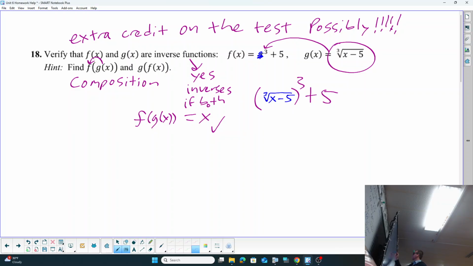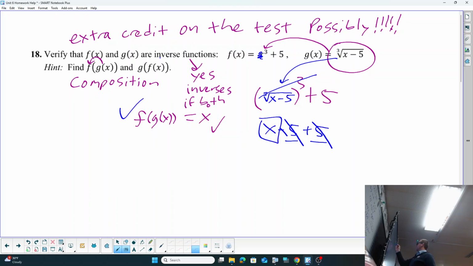And we're doing compositions, and in its place is the function. The third power and the third root undo each other, so we're just left with x minus 5 plus 5. And then the 5 minus 5 cancel each other out, so we're just left with x. So this one works. Now we just have to check the other one.